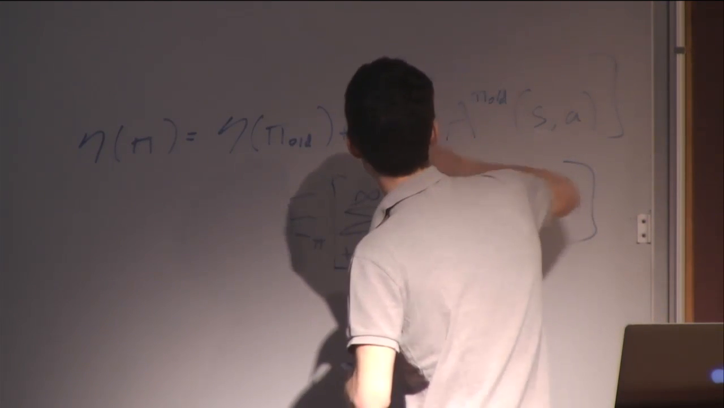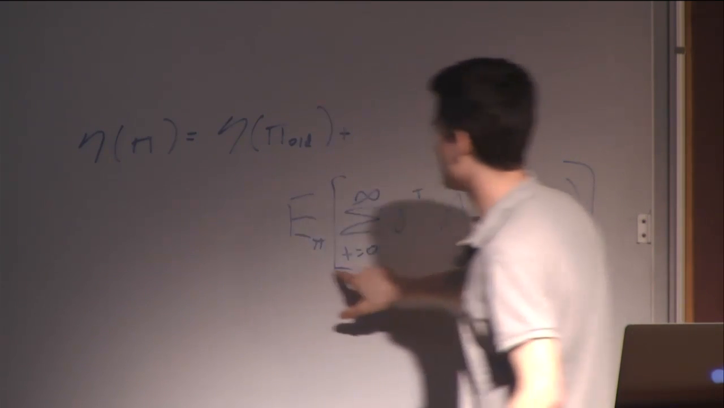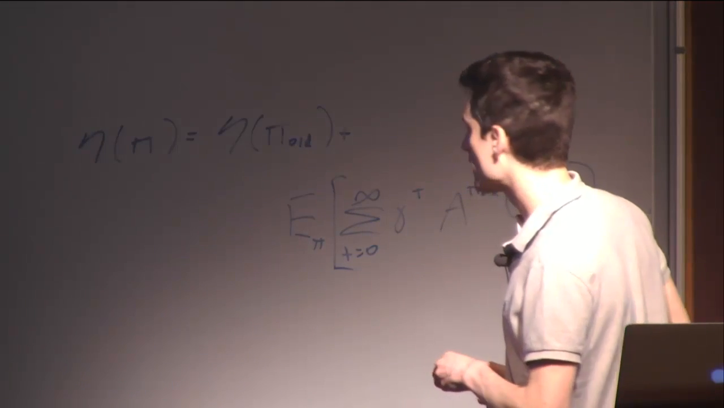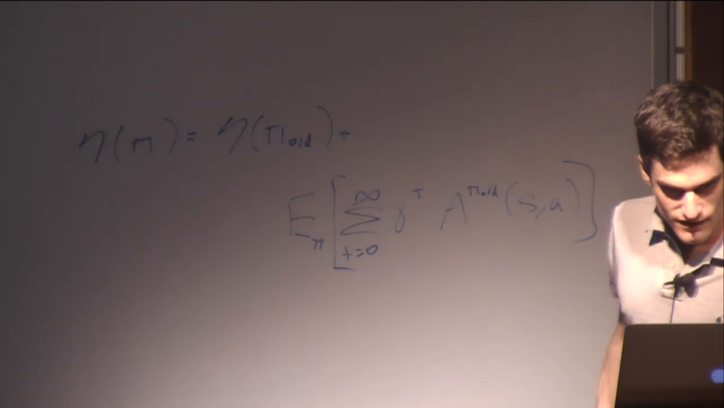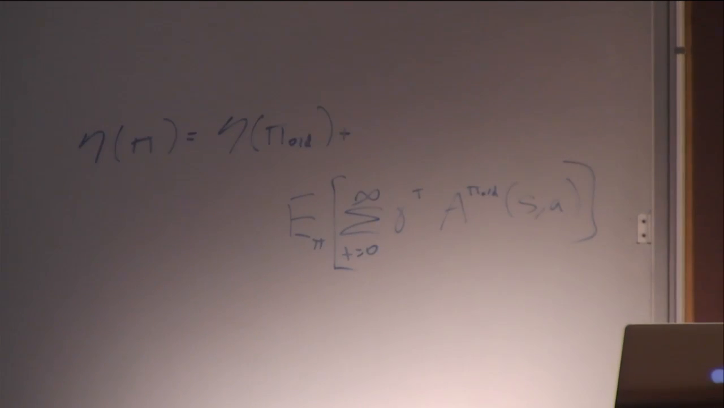OK, I was writing it in kind of shorthand form on the slides, but this is what the actual identity says. OK, so how do you prove that? So let's just look at this discounted sum of advantage terms.